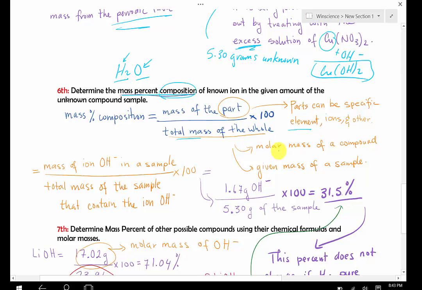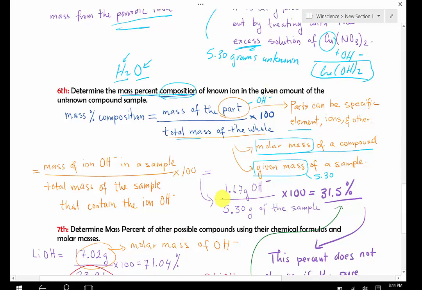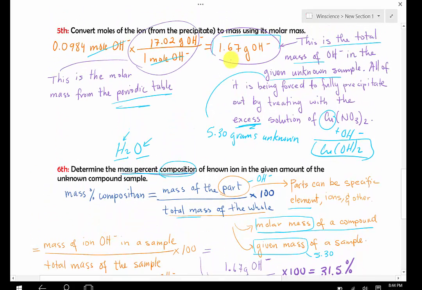The whole will be the total mass of the entire compound, and in most cases it is compared to the relative molar mass, or in this case, a given mass of the sample, which is 5.30 grams of our unknown. So the mass of the sample is the whole sample, including the hydroxide ions. In this case, the part would be the hydroxide part in the unknown sample. See how beautiful that is? We just figured out that we have 1.67 grams of OH in the sample. We solved it over here: 1.67 grams of OH in the 5.3 gram sample.